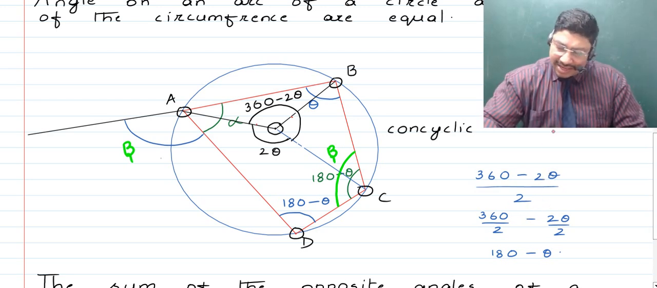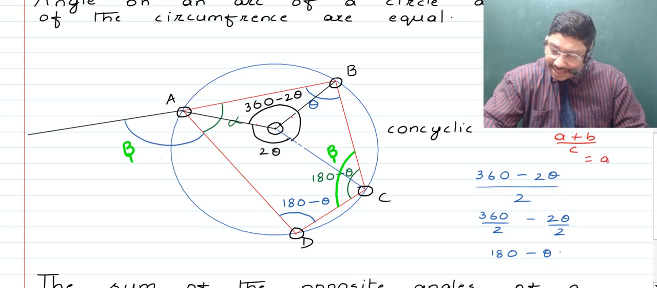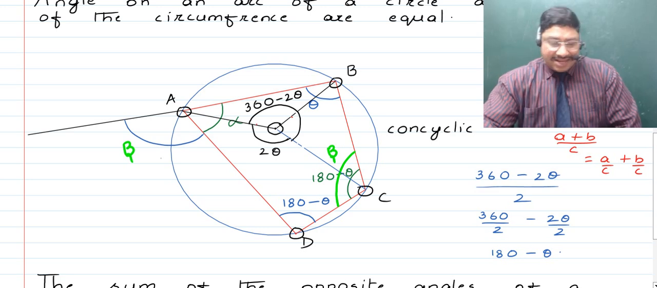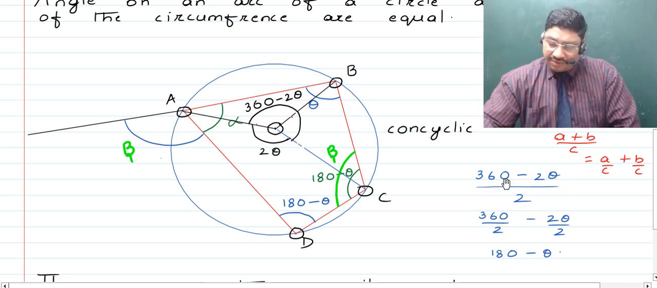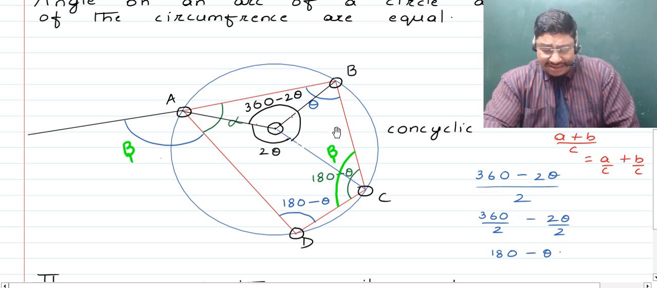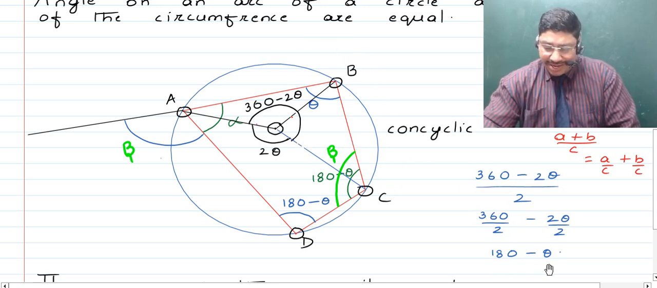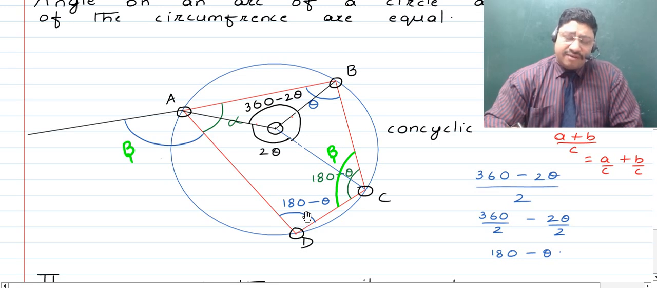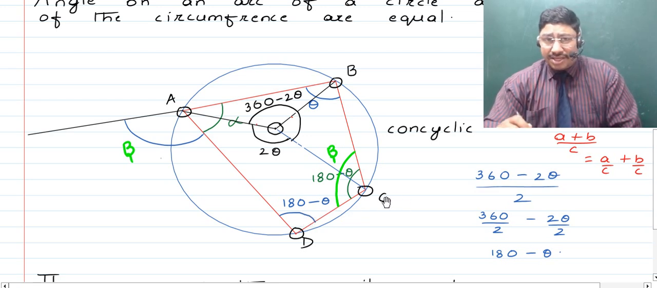And since we know that if we have a plus b divided by c, then that can be written as a upon c plus b upon c. That is, we can break up the fraction like this. So here we have broken up the fraction. We've written this to be 360 upon 2 minus 2 theta upon 2. So this then becomes equal to 180 and this becomes equal to theta. As such, the angle on the segment of the circle ABC is half this angle, which comes out to be 180 minus theta, and already earlier we've marked it to be 180 minus theta, and thus this theorem stands proved.